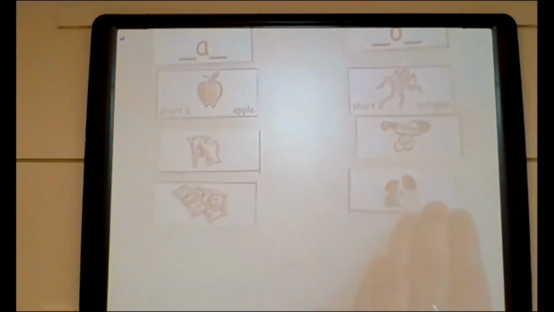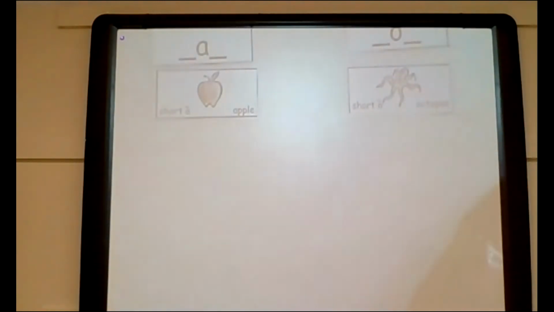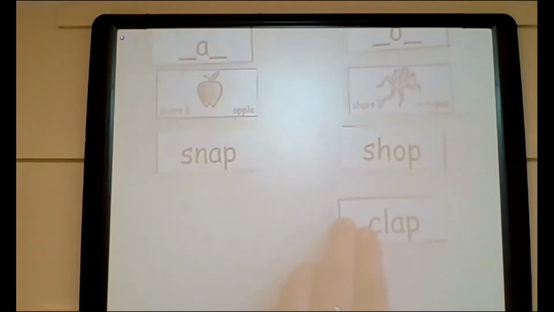So here we would do the pictures, and then we would check those, and then we would do the words. Like snap. Snap, apple, snap, octopus. Snap and apple have the same sound, so I put snap with apple. Shop, apple, shop, octopus. Shop and octopus have the same sound, ah. Here we have clap. Clap, apple, clap, octopus. Clap and apple have the same short vowel sound, the A sound.